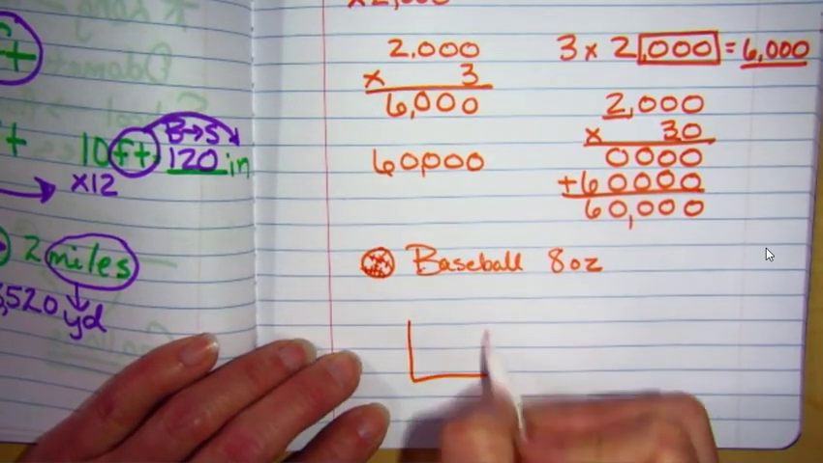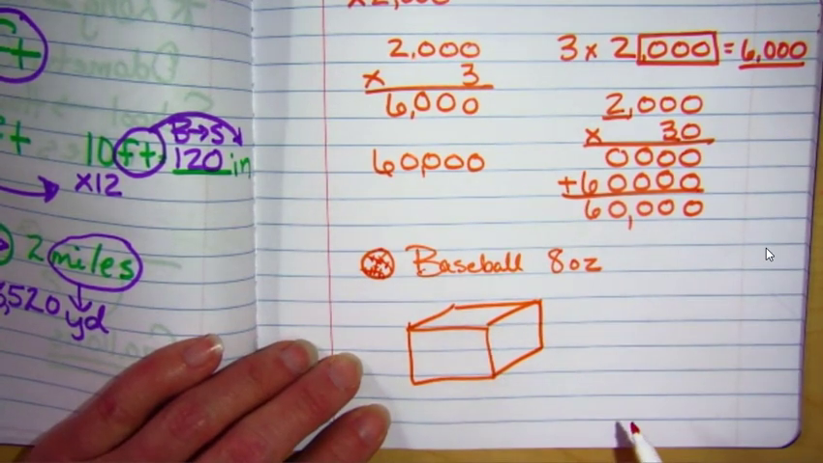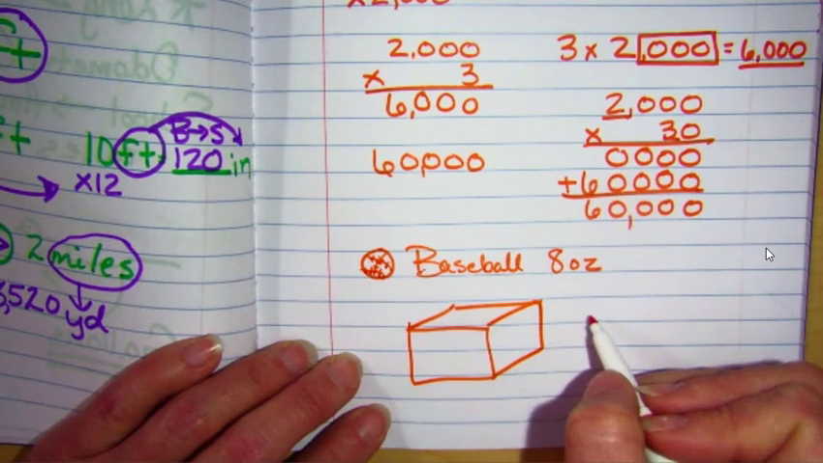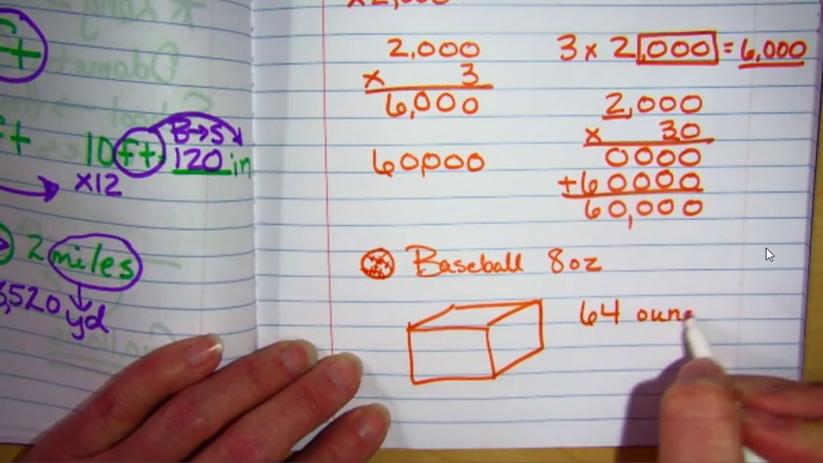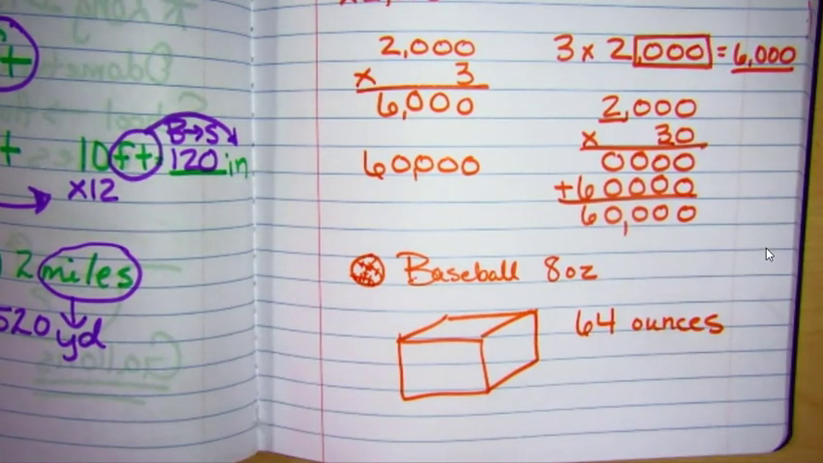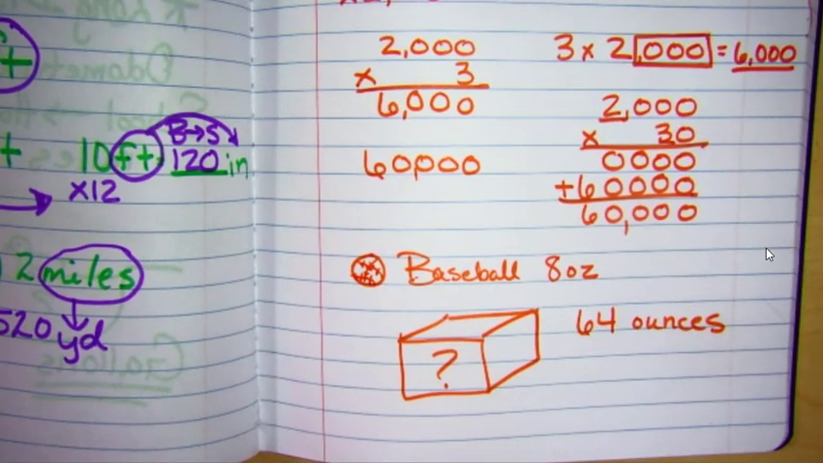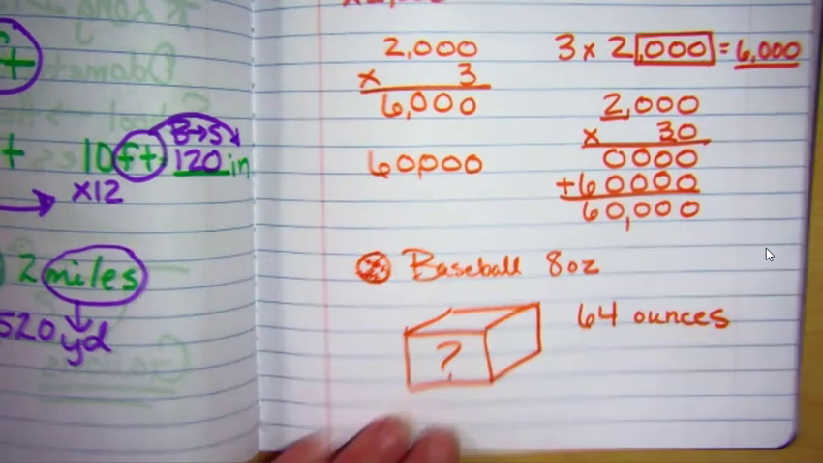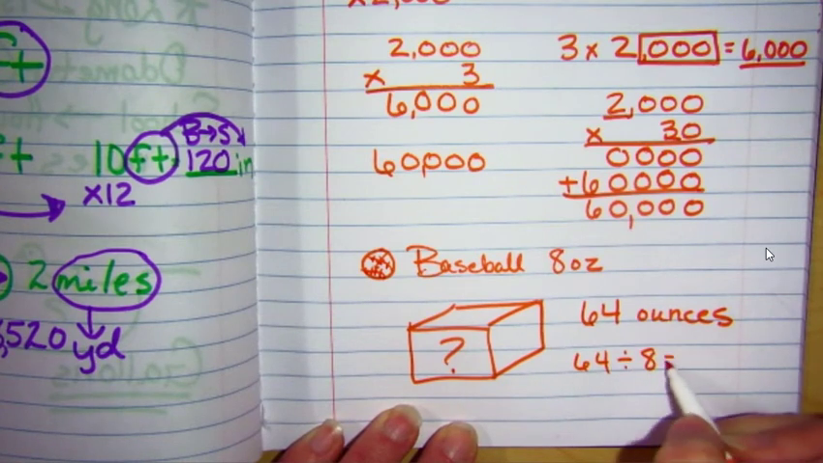And I have a box filled with baseballs that weighs, let's say, 64 ounces. And my question is, how many baseballs are in the box? What would you do to figure that out, Teddy? You divide 64 by 8. I do 64 divided by 8, and the answer is an easy 8.